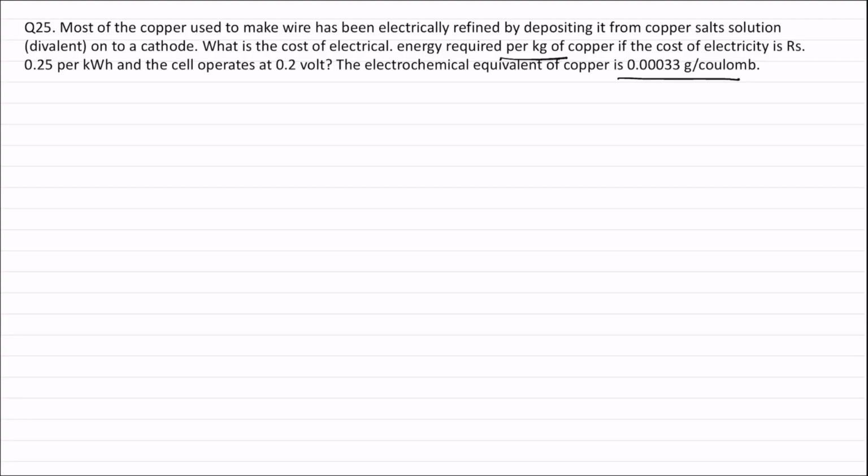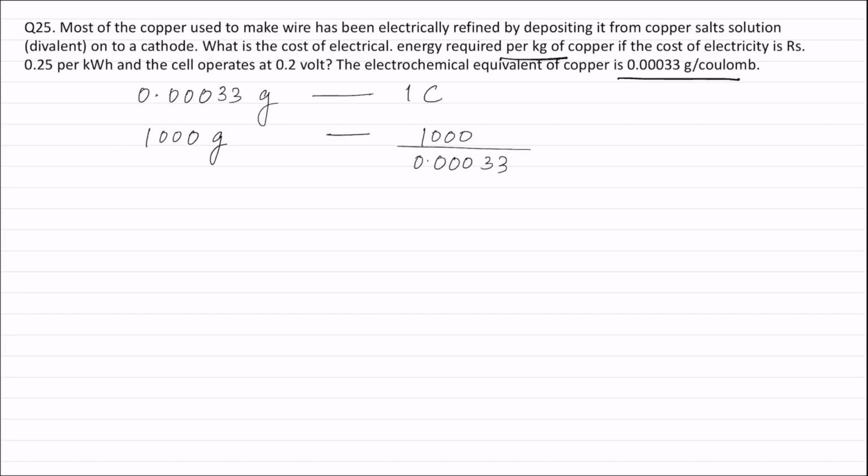So from this, we can find out the value of the charge. Therefore, 0.00033 gram of copper will be deposited by 1 coulomb of electricity, and 1000 gram of copper will be deposited by 1000 divided by 0.00033 coulombs of electricity, which is equal to 30.3 into 10 to the power 5 coulombs of electricity.